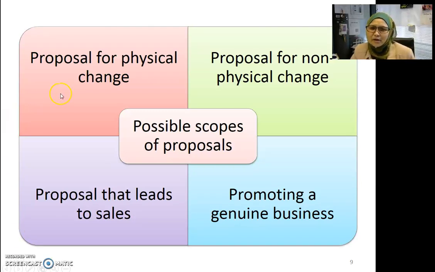Intermission. Anyway, these are the possible scopes for proposals. Proposal for physical change, that means it's something that you can see and touch. So physical change, maybe to come up with a bus stop, or lifts at the hostel for some reason. Those are physical changes where you can see.